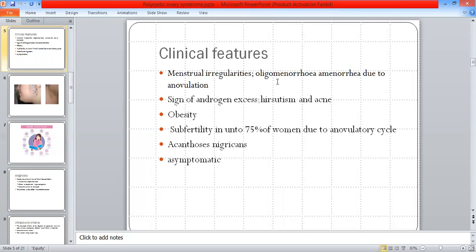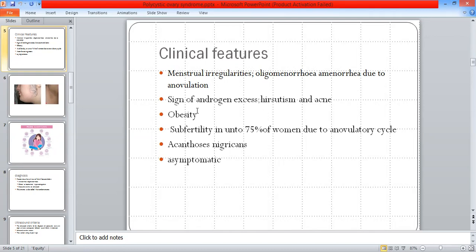In oligomenorrhea, the periods are absent for 3 to 4 months, in some patients for 6 months, and in some patients almost 1 year, which is amenorrhea. With 1 year of amenorrhea, the females are presenting. And this amenorrhea or oligomenorrhea is usually due to anovulation, because ovulation doesn't occur in patients suffering from polycystic ovary syndrome. So this anovulation leads to oligomenorrhea and amenorrhea.